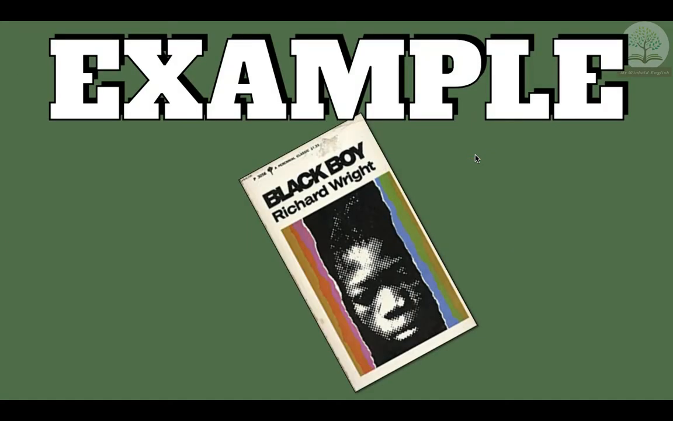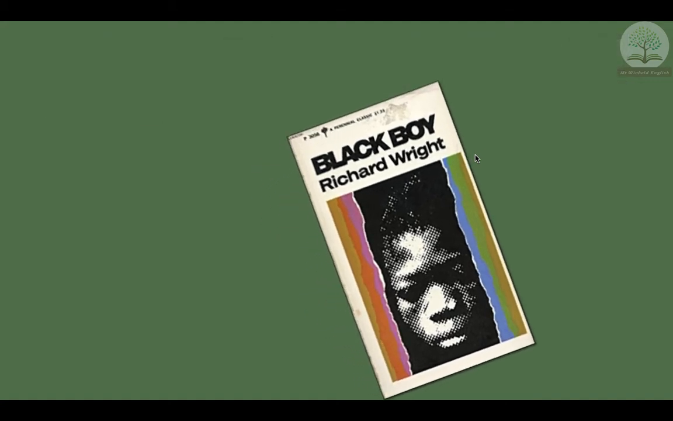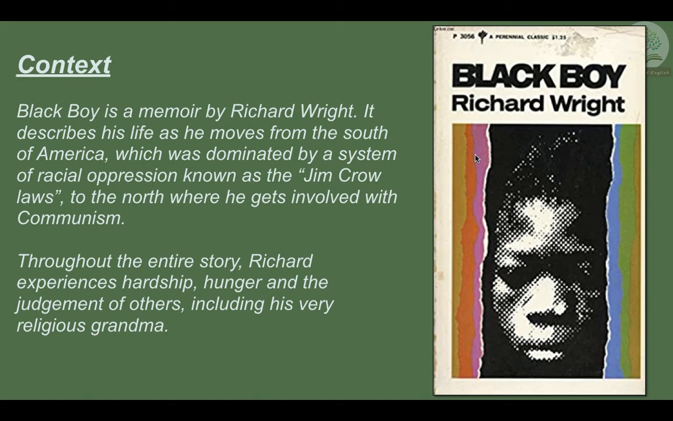Let's have a look at an example, the same example that we used for our introductions with Richard Wright's Black Boy. Once more, just for some context, Black Boy is a memoir by Richard Wright. It describes his life as he moves from the South of America, which was dominated by a system of racial oppression known as the Jim Crow laws, to the North, where he gets involved with communism. Throughout the entire story, Richard experiences hardship, hunger, and the judgments of others, including his very religious grandma.